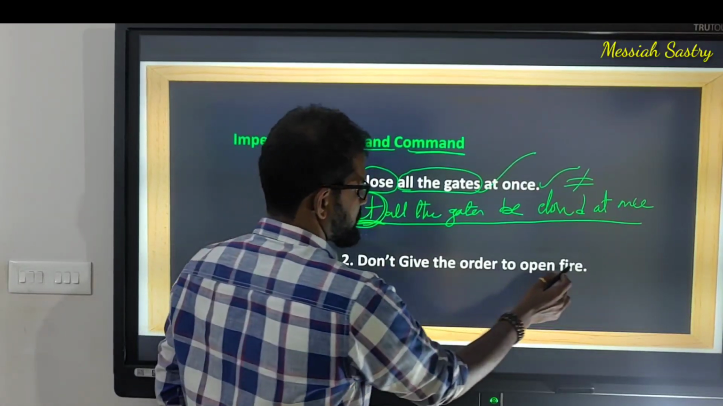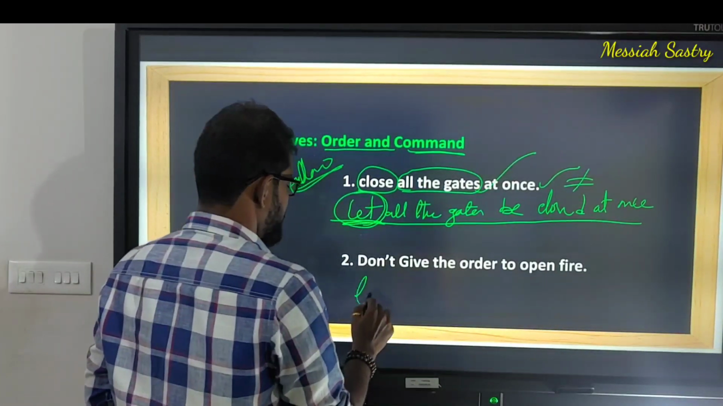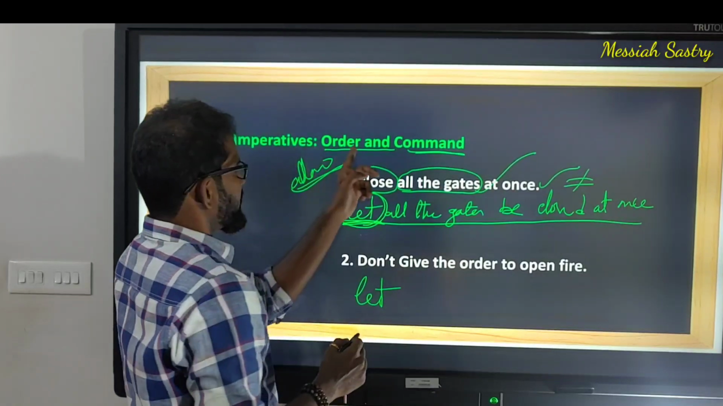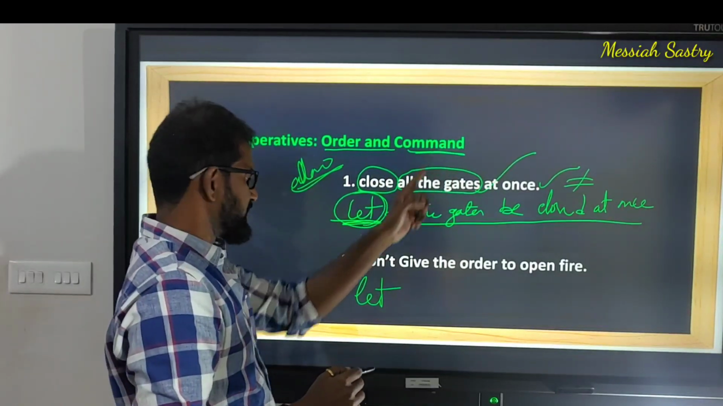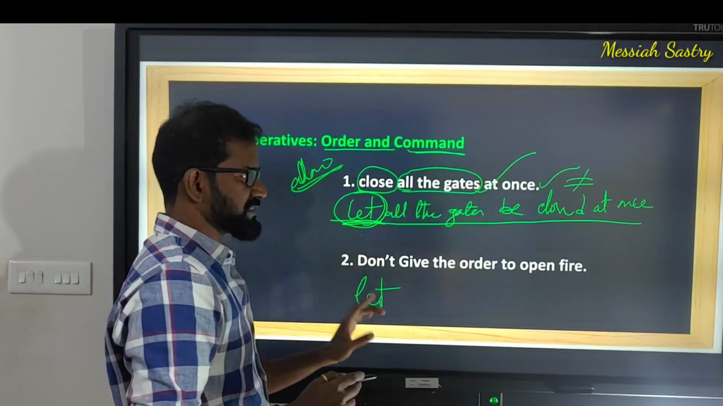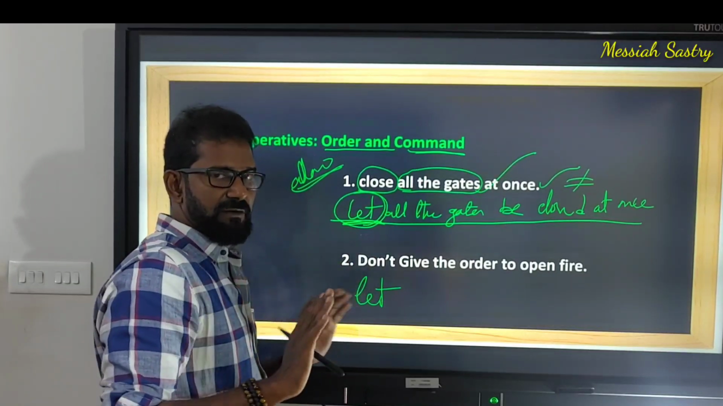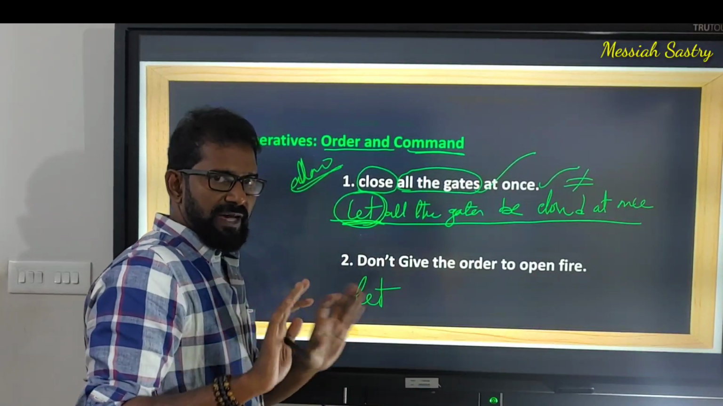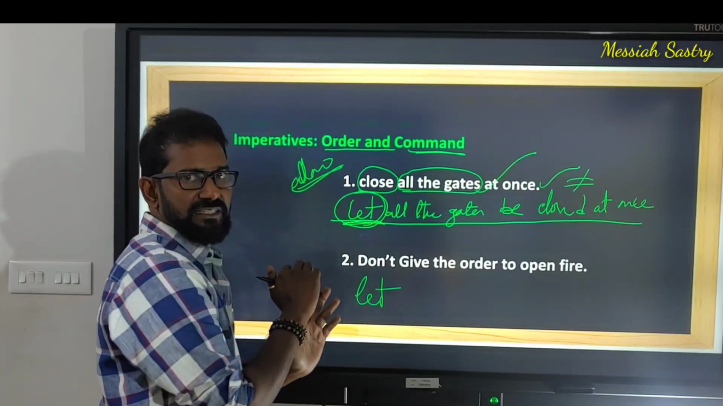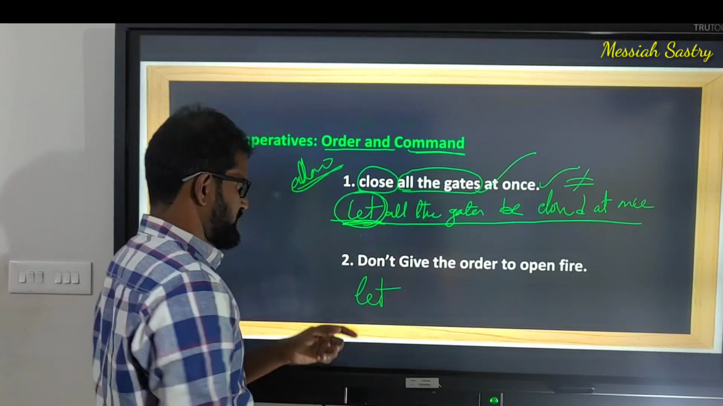Don't give the order to open fire. So again begin with let. Imperative orders or commands, in some books you find this. Of course these are not the absolute answers. Imperative sentences have no passive voice. Anyway, we discuss here because we find it in some books.